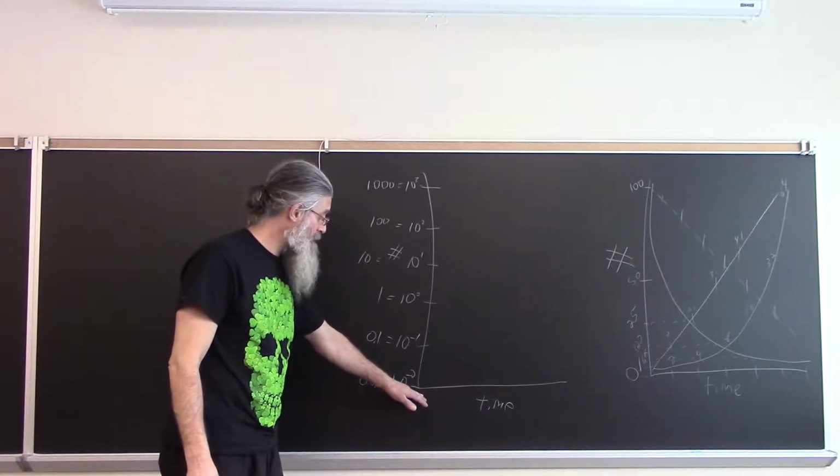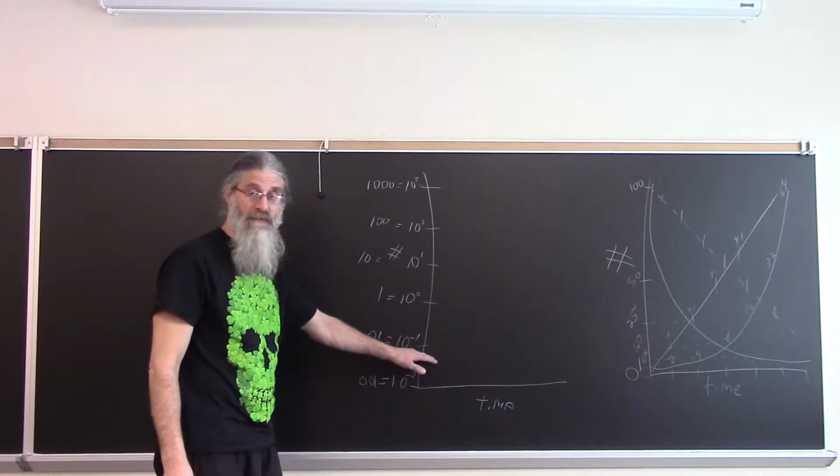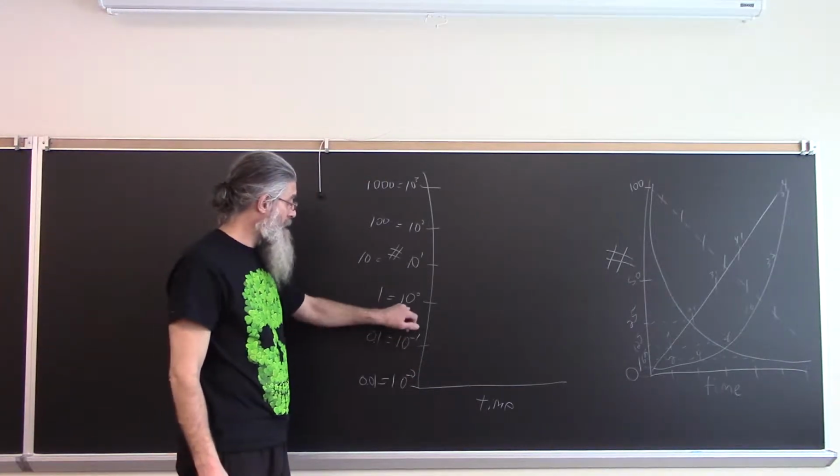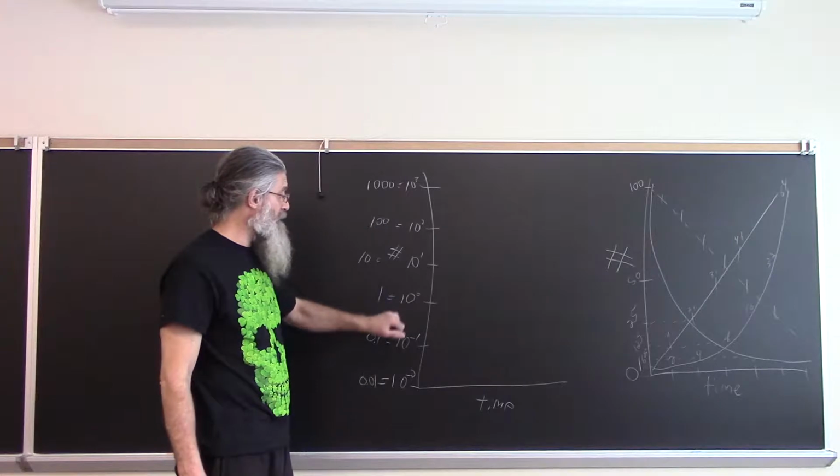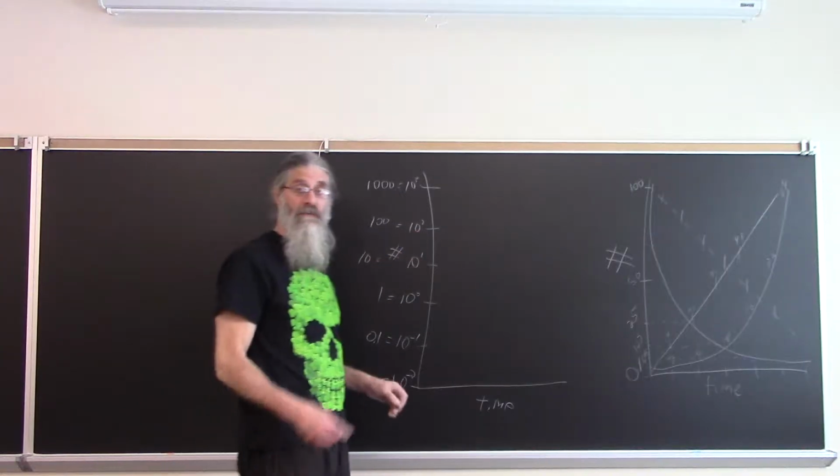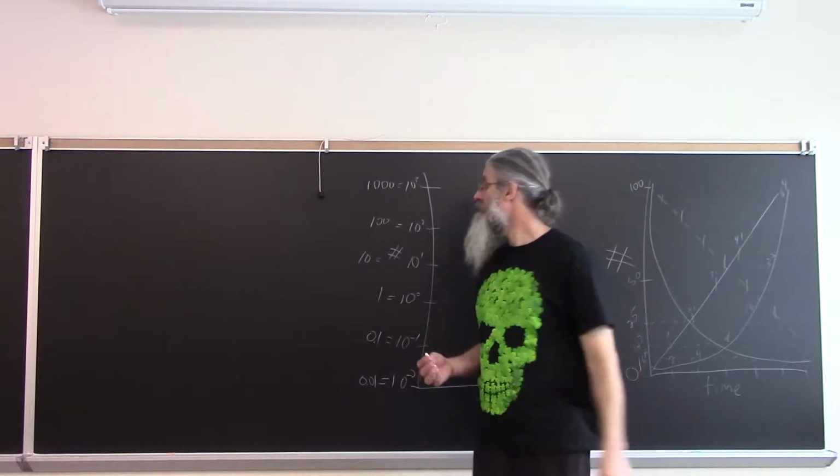So here you're going from 10 to the minus 2 to 10 to the minus 1. So this is tenfold bigger than that. That's tenfold bigger than that. That is tenfold bigger than that. That's tenfold bigger than that. Of course, this is what the exponents mean. This is what they're telling us.